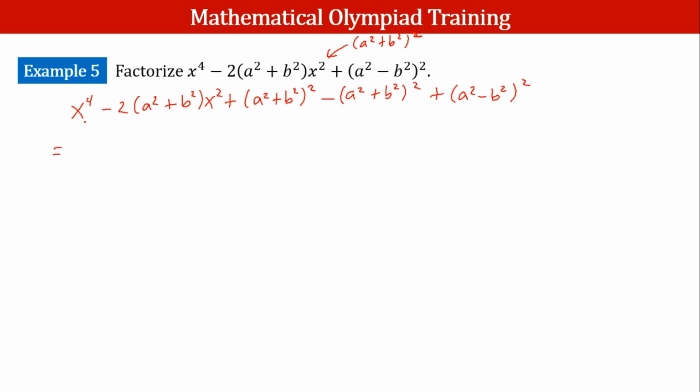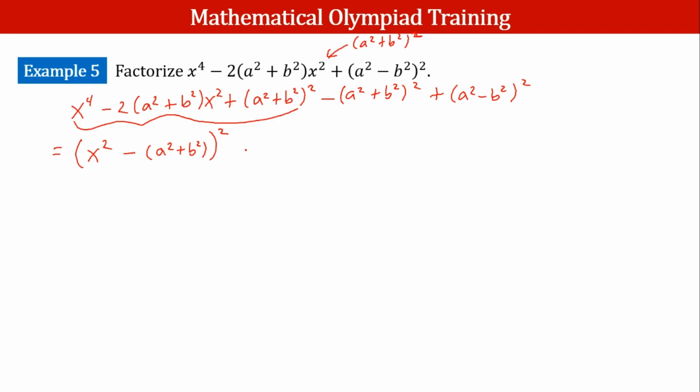Now, let us factor this part, that is x squared minus a squared plus b squared squared. That's a perfect square trinomial. Alright. Now, what I'm going to do next is expand a squared plus b squared squared as well as a squared minus b squared squared, because we see that if we do that, a raised to 4 and b raised to 4 will cancel, and you will be left with a single term, which is a perfect square.